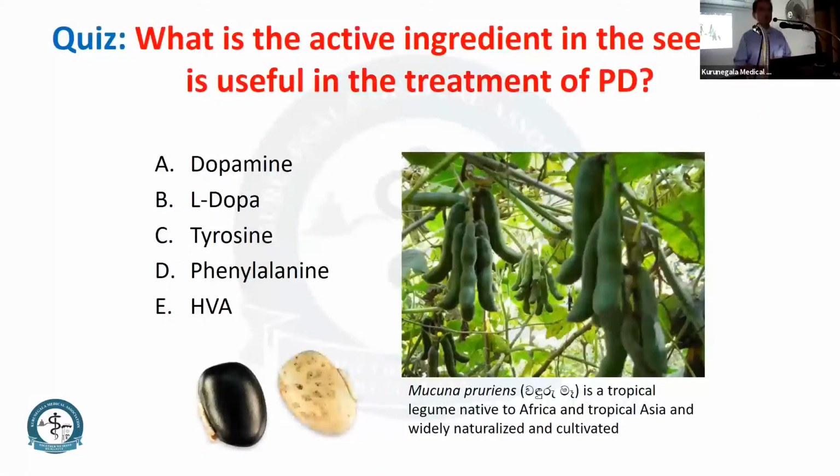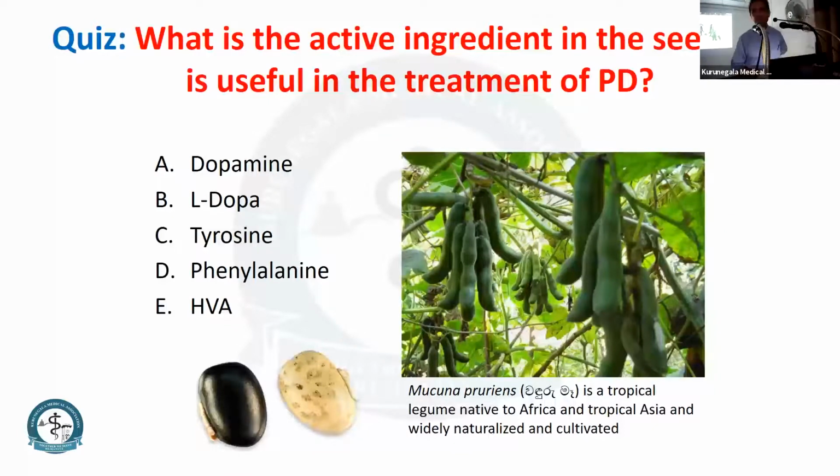Now we are just going to go very briefly on treatment. Before I go on to treatment, just one quiz. This is Vandrume, Mucuna pruriens, which is used by our Ayurvedic colleagues to treat Parkinson's disease. Can someone tell me what is the ingredient? There's only one correct answer there. Multiple choice question, but single best response. Does it have dopamine, levodopa, tyrosine, phenylalanine, or homovanillic acid? Anyone? Any guesses?